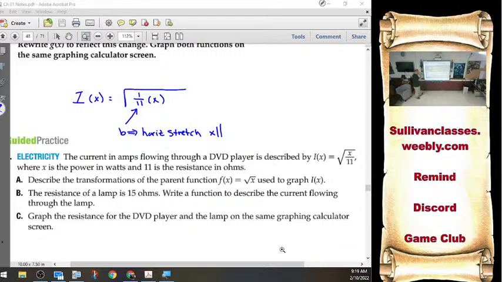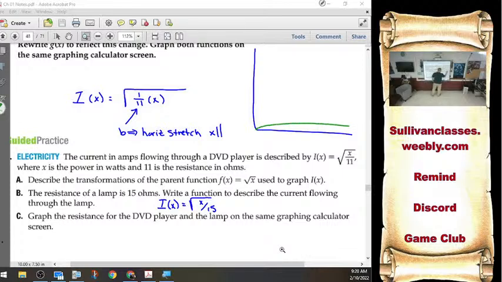So that's part A. B, the resistance of the lamp is 15 ohms. Look at the original. Where am I sticking 15? Where the 11 is. So that's just I of x is now the square root of x over 15. And graph the resistance of both. You're going to have one of them is really stretched, and the other one is really, really stretched. That's it.